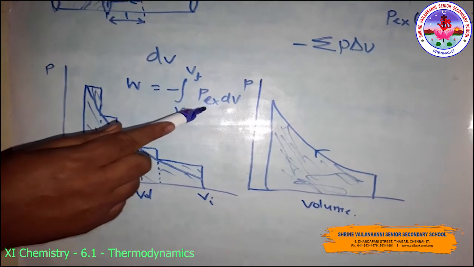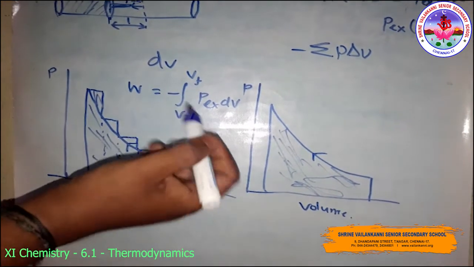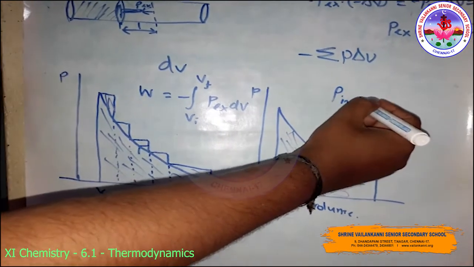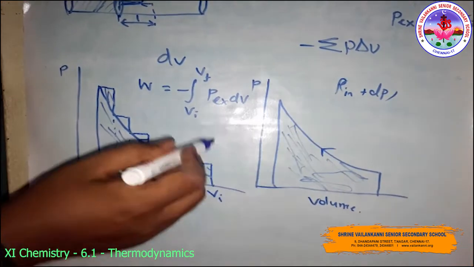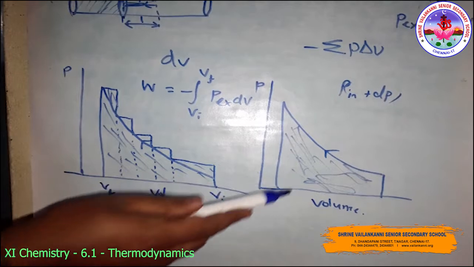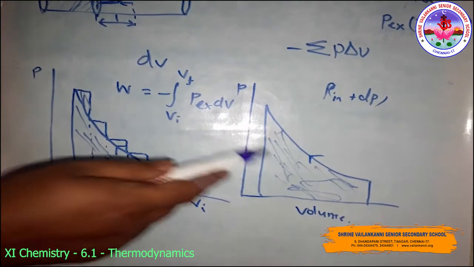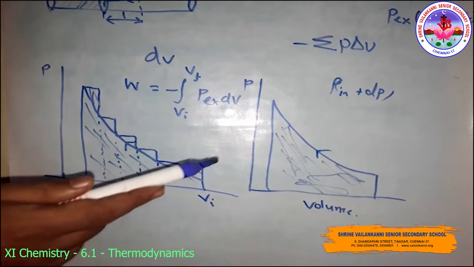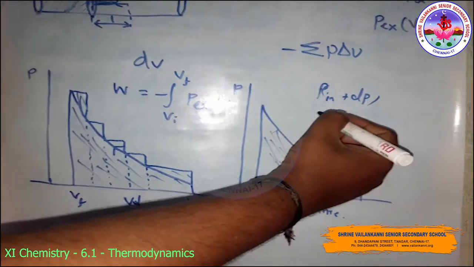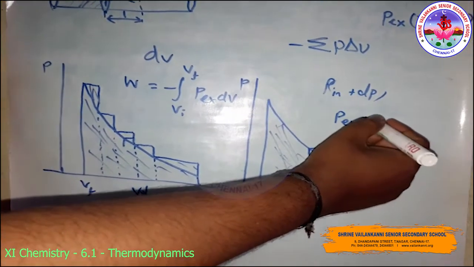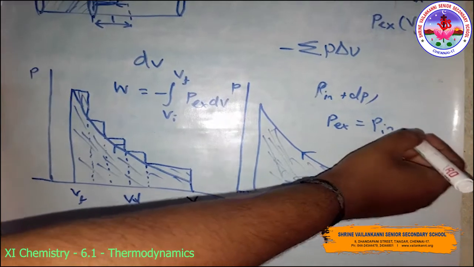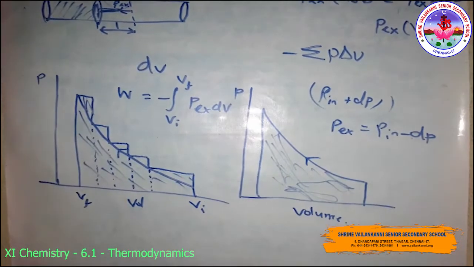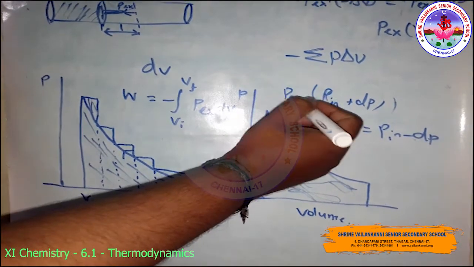Here the P external at each stage is equal to P initial plus dP, that is P internal plus dP. In the case of compression, the process under similar conditions, the external pressure is always less than the pressure of the system, so P external is equal to P initial minus dP. This is plus dP and this is minus dP.